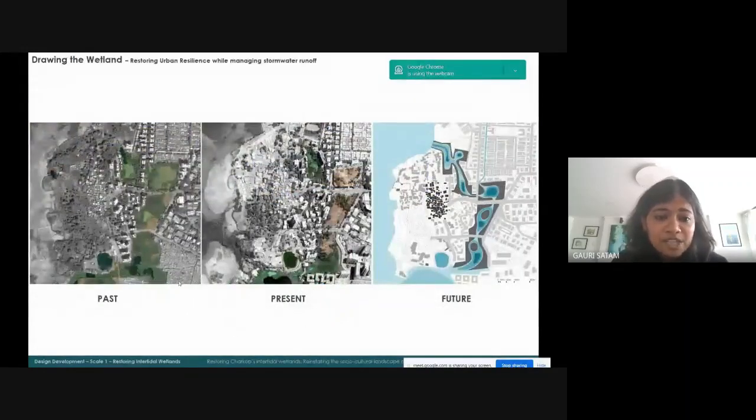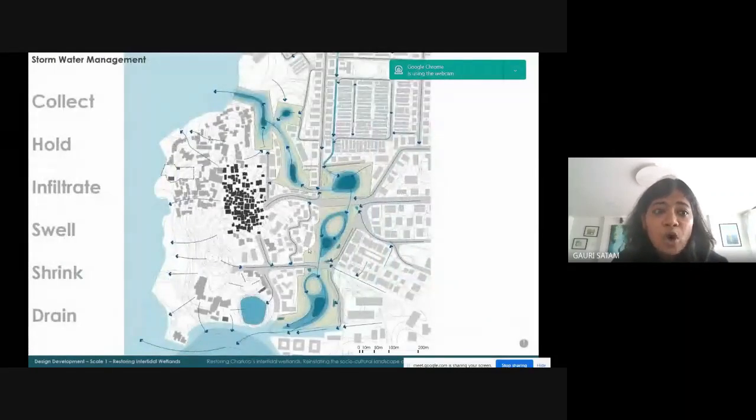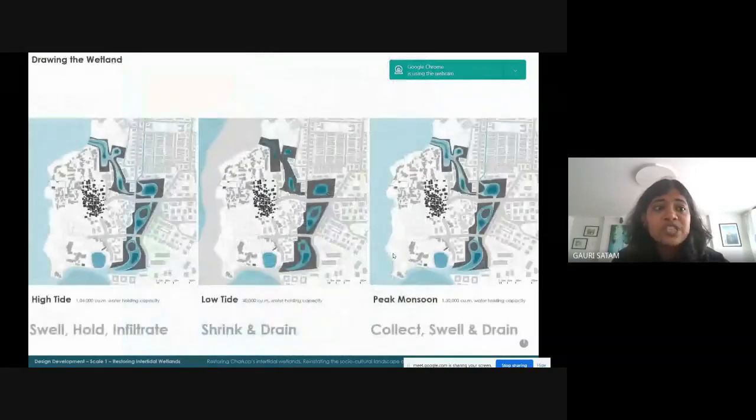So, what the past was of these wetlands, what the present is, and what the future of these wetlands could be. Starting with a stormwater management plan for these wetlands, seeing these wetlands as stormwater managers to collect, hold, infiltrate, swell, shrink, and drain. To see these wetlands in different conditions, from a high tide, the capacity it would hold, to a low tide, to a peak monsoon.